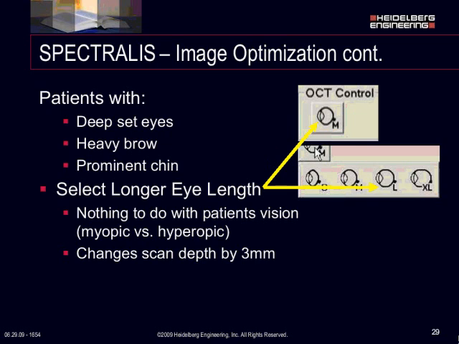The SPECTRALIS will focus anywhere from a +40 to a -26. So you should be able to get the patient in focus, but the OCT just does not come up high enough in the screen. What this does is it changes the scan length of the OCT, the depth of the scan, I'm sorry, by 3 millimeters for every button. So M, if you would consider that a 0 point, L would be 3 millimeters, XL would be 6 millimeters.